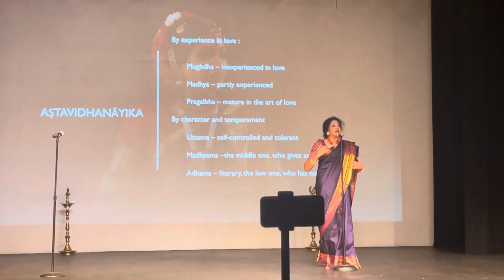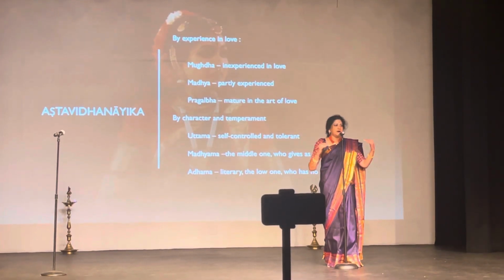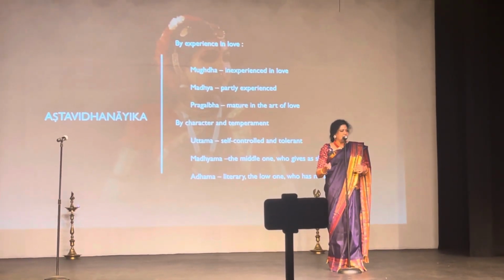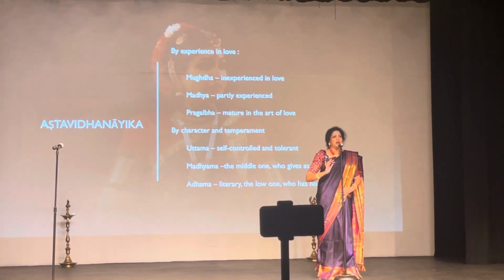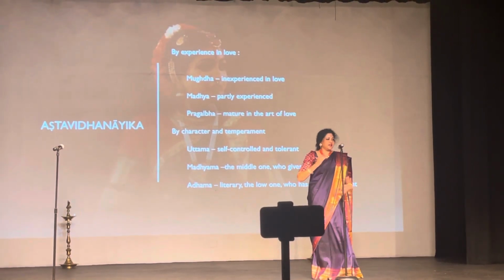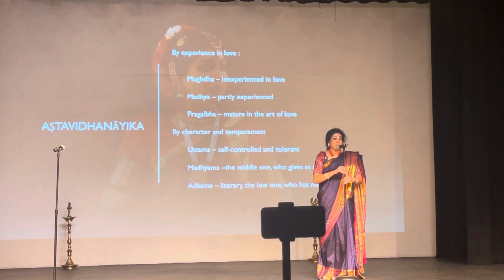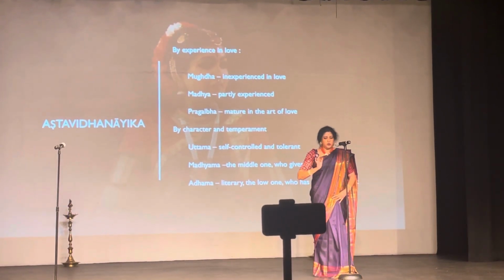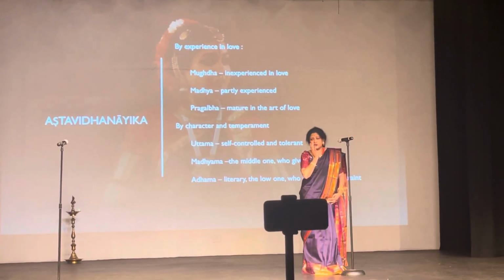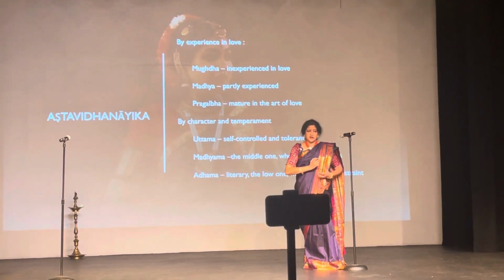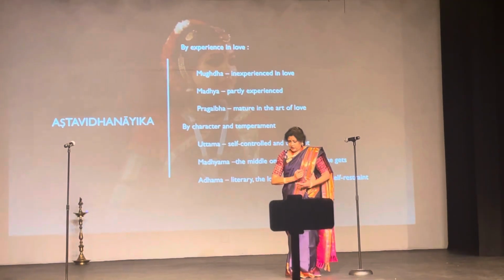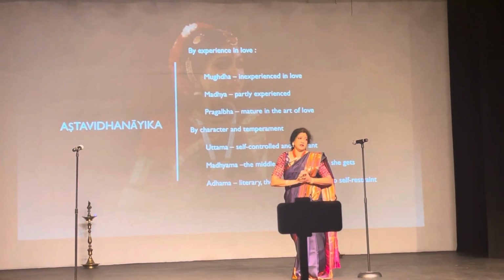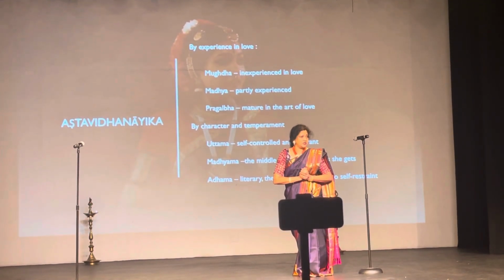And the Nayikas, regarding the temperament: Uttama, Madhyama, Adhama. Adhama doesn't mean low in any way. An Uttama heroine, in terms of sorrow, is very restrained and self-controlled. Her tears just come, that's how much she feels bad. When she's in great sorrow, that's how much she does.